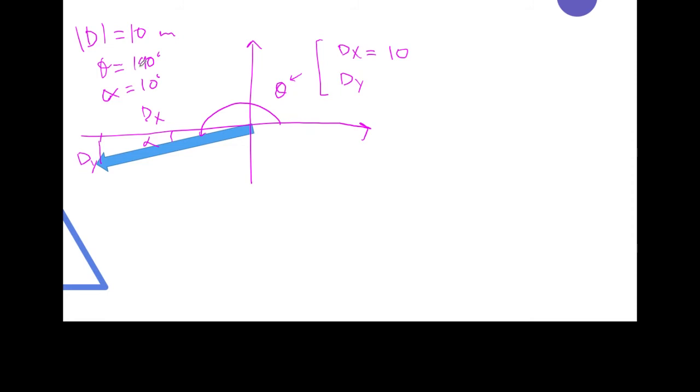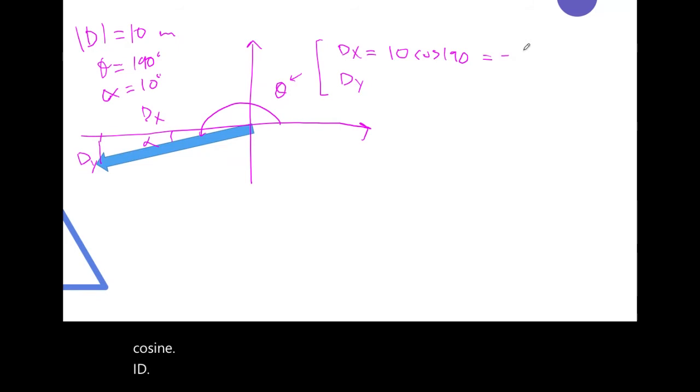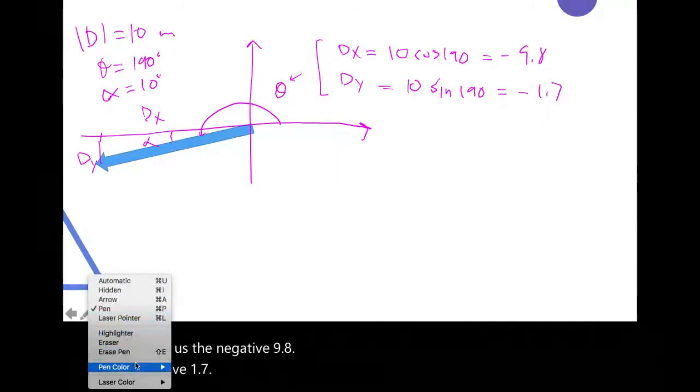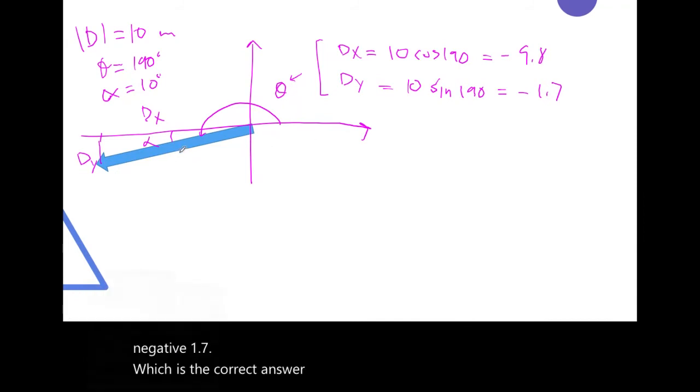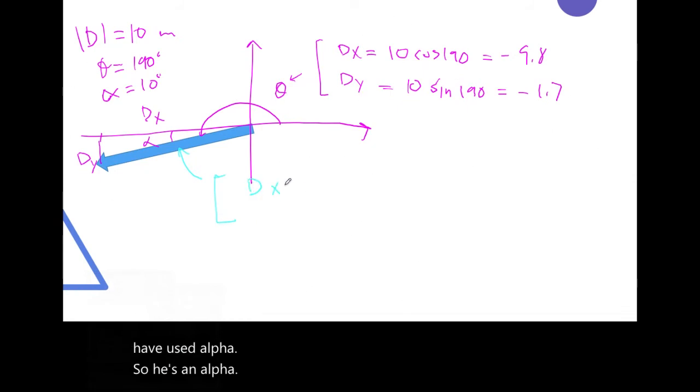Okay, so if magnitude is 10, theta is 190, alpha is 10. So using theta, let's see, cosine 190, that gave us the negative 9.8. This gives us negative 1.7, which is the correct answer, right? And let's say we could have used alpha. So using alpha, I hope y'all can see this blue color. It's a little bright.